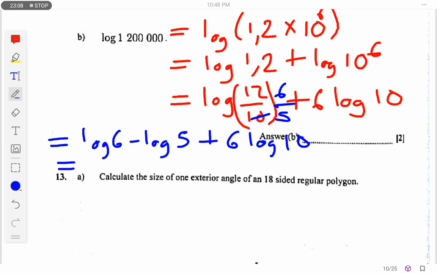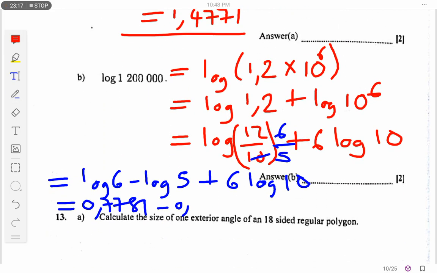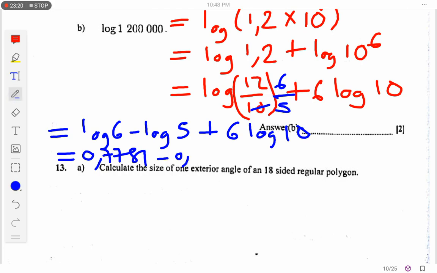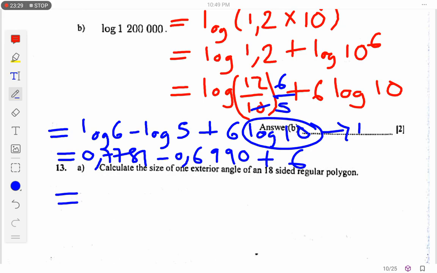So this is equal to 0.7781 minus 0.6990 plus, for log 10, it's 1, so 1 times 6 we get 6. So our answer is going to be 6.0791. That's our answer, so that's how we calculate this one. Okay, let me go to the next question.